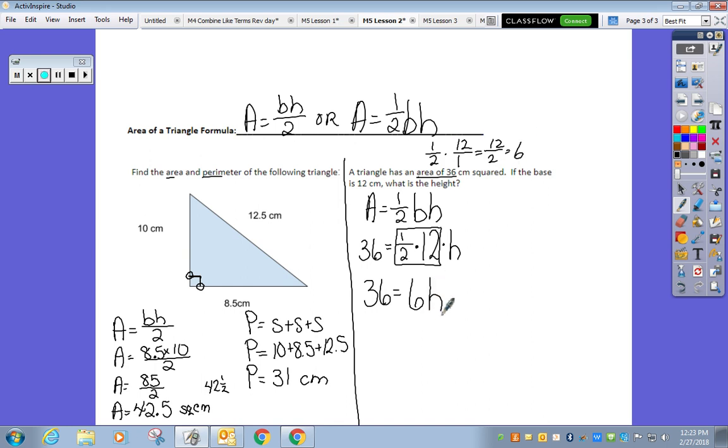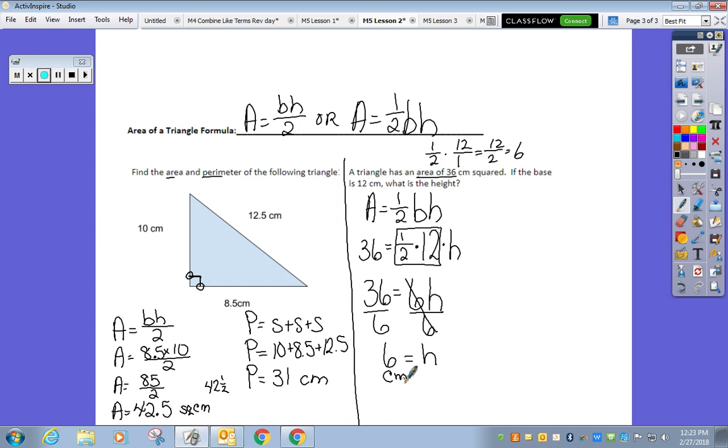Okay, and then I get my height here. This is a multiplication equation, so I'm going to use division or the inverse operation to solve for it. I am going to divide both sides of the equation by the number that's attached to the variable. So I'll divide both sides by 6. These two cancel each other out, leaving me with h, and 36 divided by 6 is 6. Okay, so my answer would be 6 centimeters.